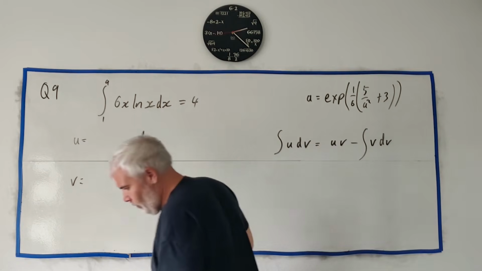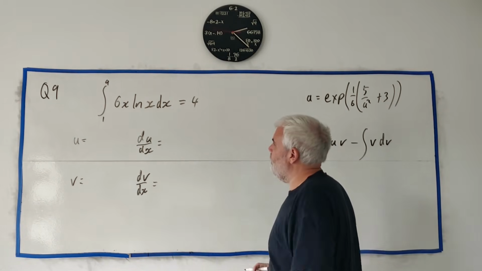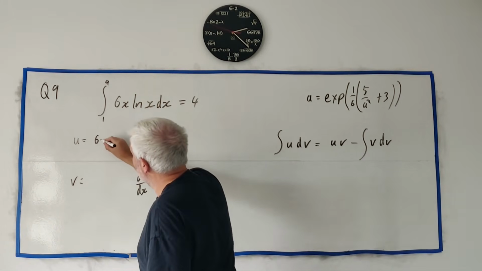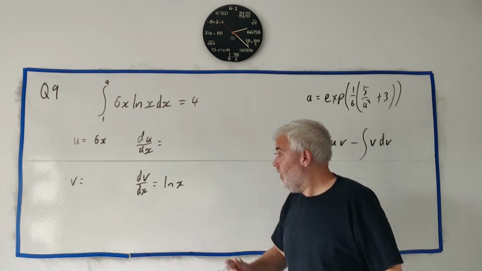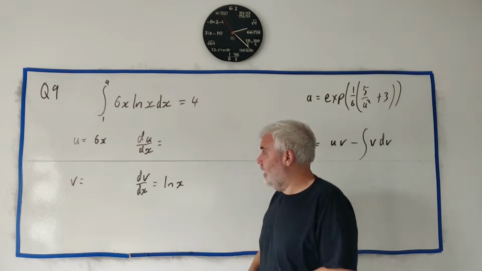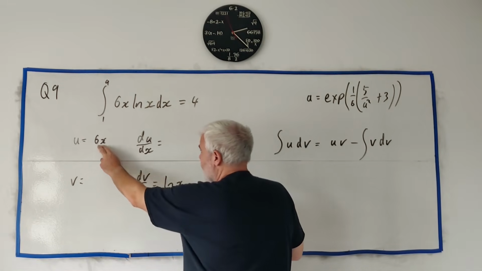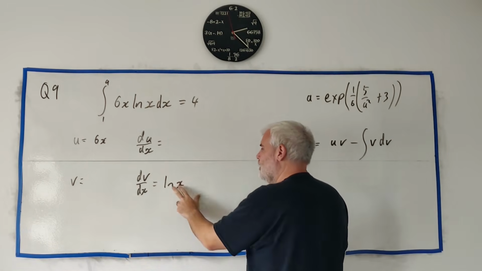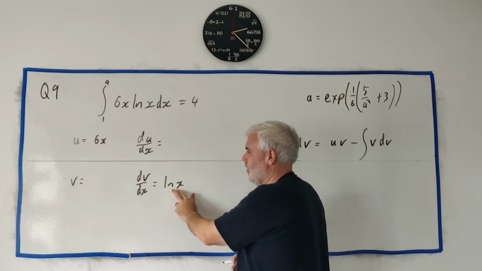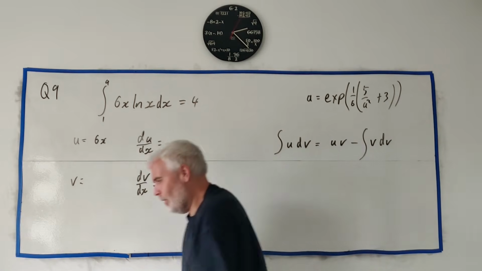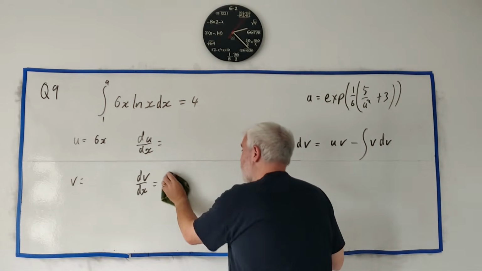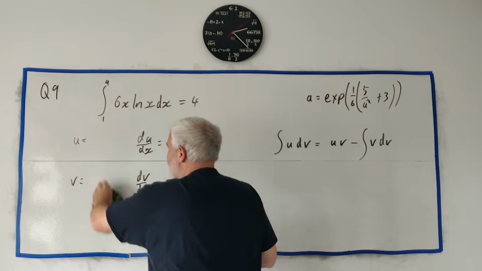Let me do the wrong one first. Maybe if I put 6x here and natural log x here. That'd be one option, and we can differentiate this. This will become 6, that's fine. The problem is I can't integrate this to find out what v should be. And that's a problem. So we can't do it that way. Let's hope the other way works out for us.